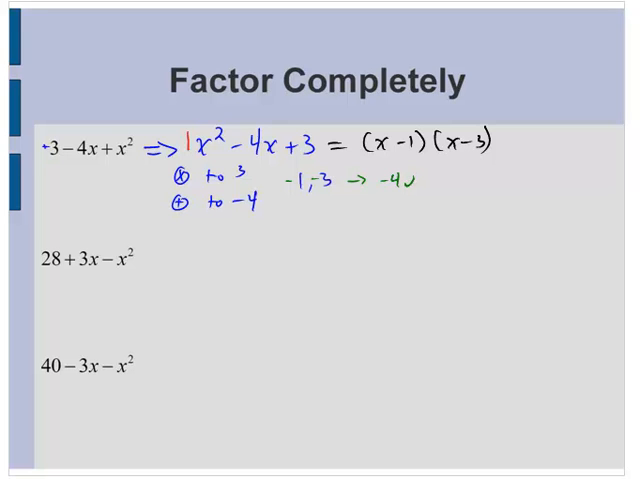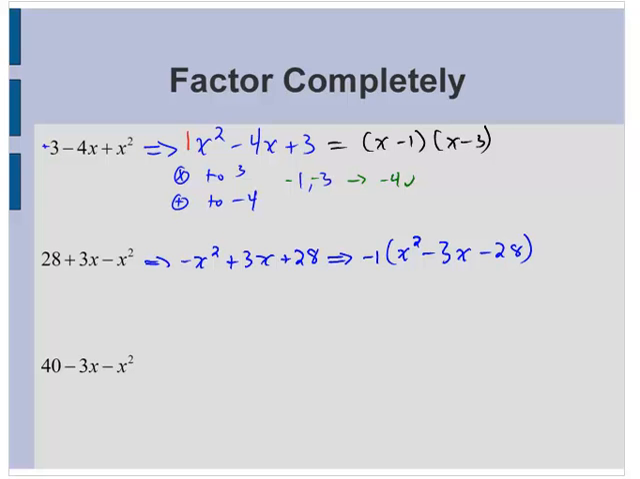Now, let's say we had 28 plus 3x minus x squared. Rewriting that in descending order, we would have negative x squared plus 3x plus 28. Now this one's a little different than the previous because now we have a lead coefficient of negative 1. So what I'm going to do is factor the negative 1 out. So I'm going to rewrite this as negative 1 times, so basically I'm thinking of the GCF as being a negative 1. So I'd have negative 1 times x squared minus 3x minus 28.